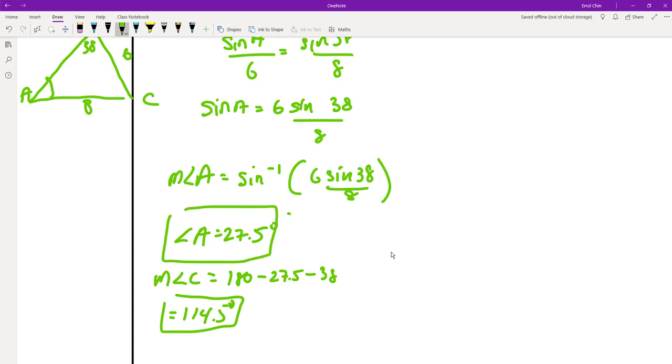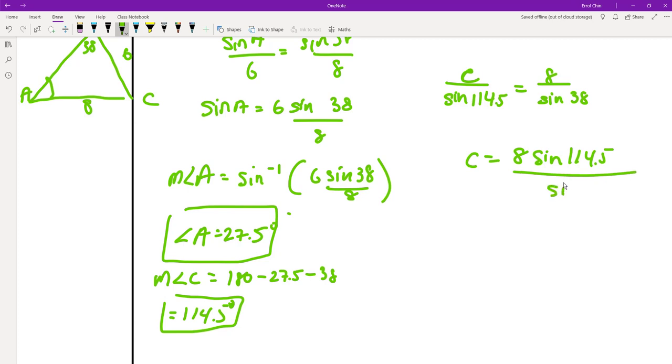We're almost done solving. We just need to find length C. Alright, so now we're looking for a length. Okay, well now I'm going to put length on the top. C over sine, what was the angle C again? I think it was 114.5. Now, use the pair that we have. We have this pair. So it's going to be 8 over sine of 38. Okay, because we put length in the numerator, now we have to set it up with the length in the numerator for the other pair that we're comparing to. Okay, so C is equal to 8 sine 114.5 over sine 38.